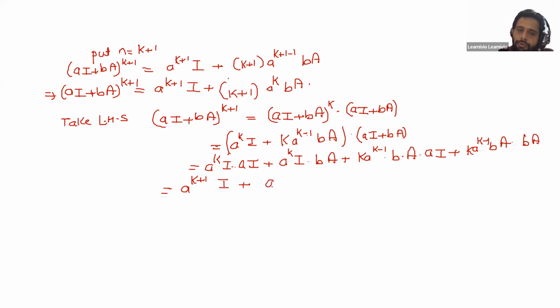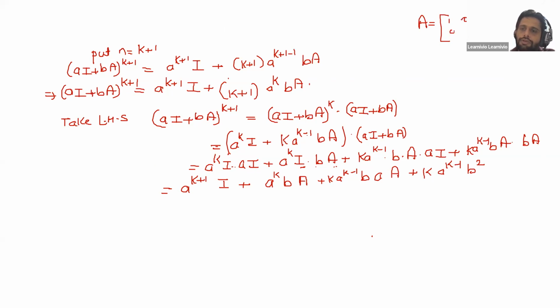Plus, now here a to the power k, here you have this constant b. This is identity matrix and this is a matrix A. If you multiply the identity with any matrix, you will again get the same matrix. Please remember this result. Here you have k a to the power k minus 1, b, here we have a, here we will get a. Plus this k a to the power k minus 1 b square, and a into a. Now we need to find the value of a into a. What is a? a is 0, 1, 0, 0.